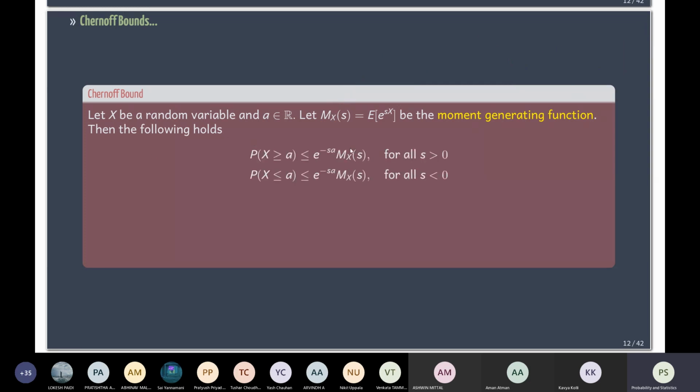So these are bounds that use the moment generating function. That's the trick here. The probability that X is greater than or equal to a will be bounded by something like this, and the probability that X is less than or equal to a will be bounded by something like this, for s less than 0. For s less than 0 we are talking about less than or equal to, because it's negative here, and for s greater than 0, the first inequality holds. They are on a case by case basis.